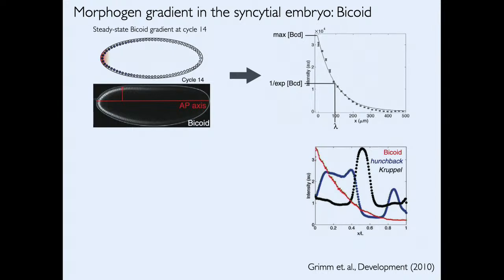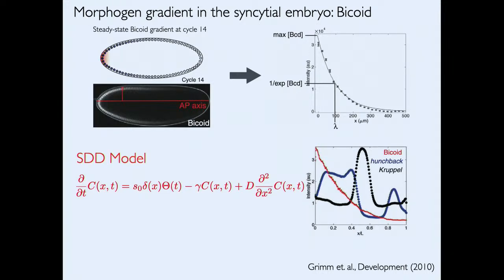Now the thing is, there have been several models. It has been a very controversial topic, because several models have been proposed, and none of them is able to capture all the features seen in the bicoid gradient together. The simplest one writes the time evolution of the bicoid gradient, which has a source term at the anterior pole, a degradation term, and a diffusion term. In this case, it is known there is no advection.